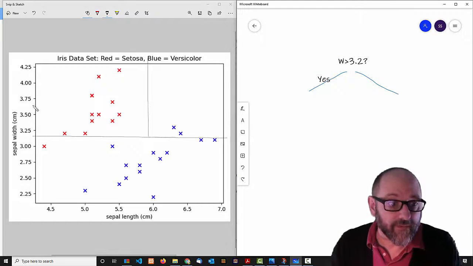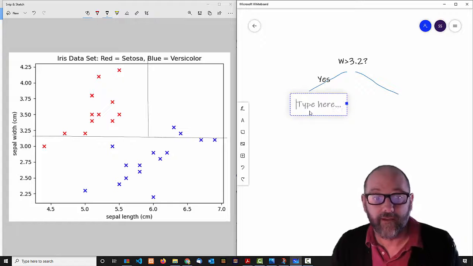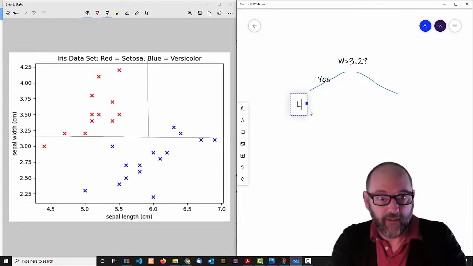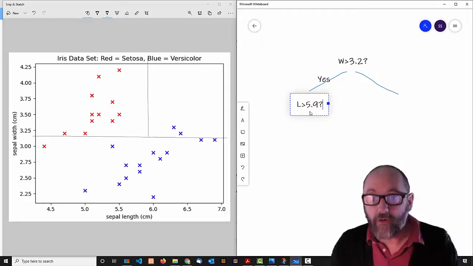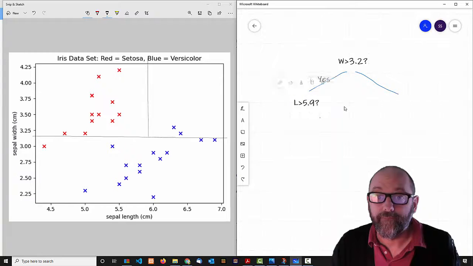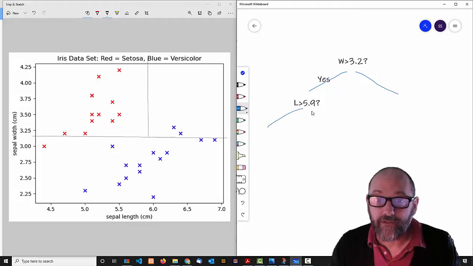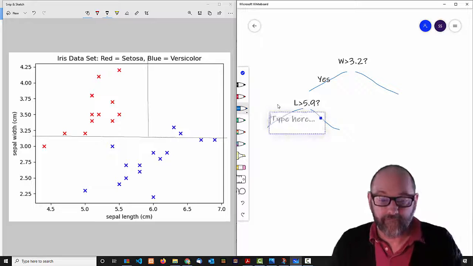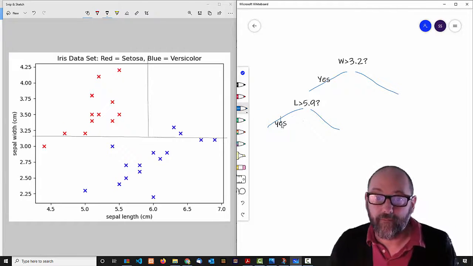And then over here, that was the sepal width, not length, greater than 3.2. And the answer was yes, and we're out here. Now we want to do the length, so I'll just put that as L. And it looks like the cut point there is maybe about 5.9. So the question that we ask down here is, is the length greater than 5.9? And there's going to be two possibilities for that as well, yes or no. Pardon my scratchy lines here. And with the left-hand side being yes, like before.